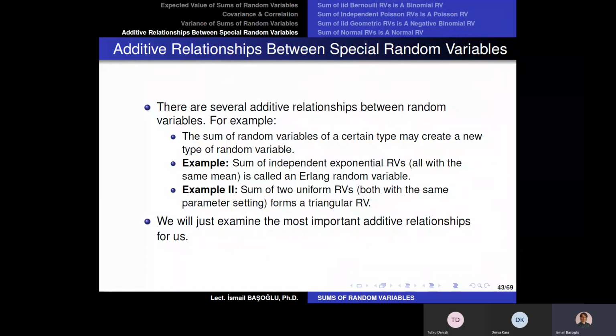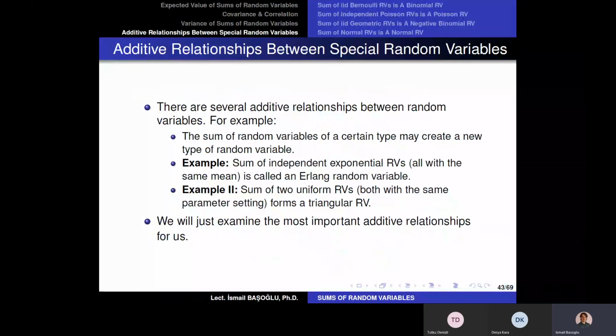Now, we know that the sum of random variables of a certain type may create a new type of random variable. In literature, for example, we say that the sum of independent exponential random variables, all with the same mean, is called an Erlang random variable. So Erlang is an important scientist who has worked on queuing theory years ago in the 19th century.